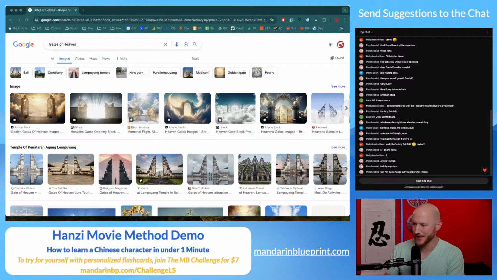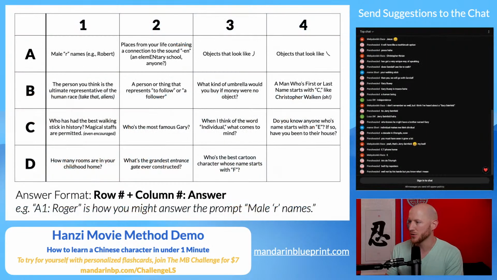Okay, so next we're going to go with the final one here. Who's the best cartoon character whose name starts with F, or is associated with the letter F in some way? A cartoon with a name that starts with F.